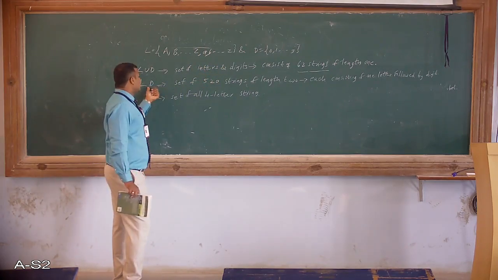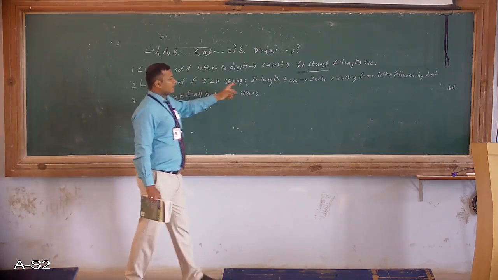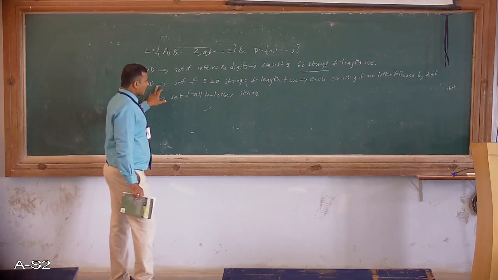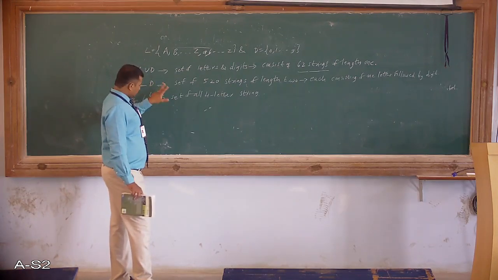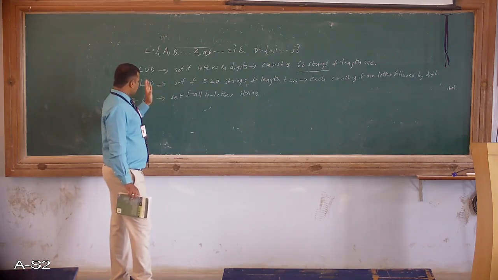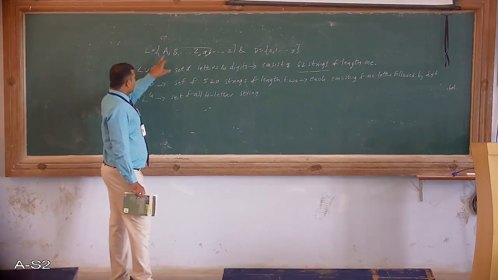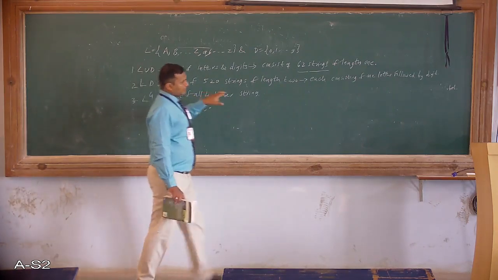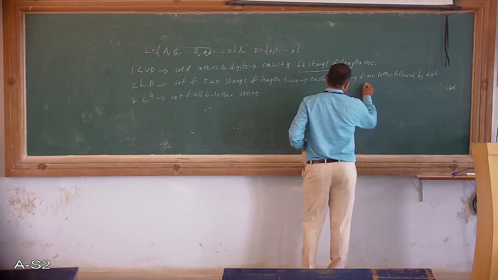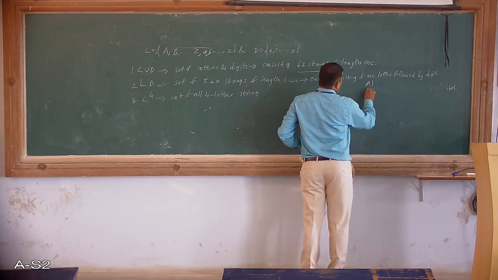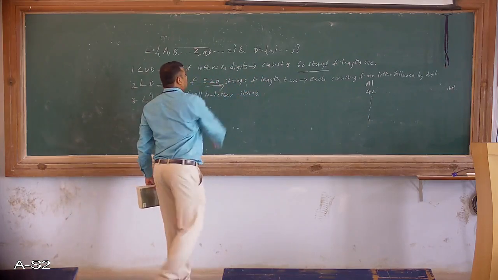Similarly, LD is a set of 520 strings of length 2. LD means it should have the alphabets from the language L as well as the digits from D, each consisting of a letter followed by a digit. For example, it might be A1, A2, and so on. So totally 520 strings will be obtained.